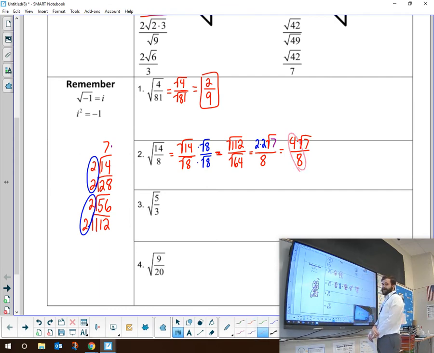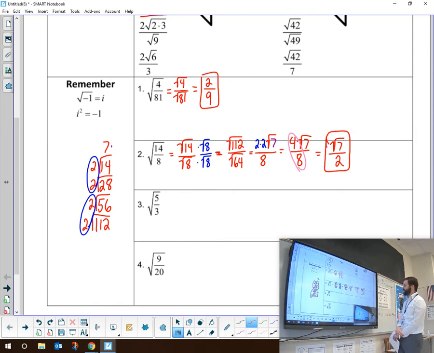4 divided by 8 is 1/2, right? So I can rewrite this as just the square root of 7 over 2. 4/8 reduces. There's an imaginary 1 right here. That is my answer, the square root of 7 over 2. All right, hopefully that makes a little sense to you.